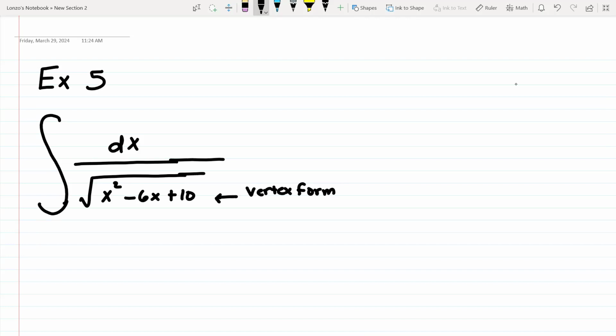Remember, this is a quadratic in standard form. You can convert a standard form quadratic into vertex form by completing the square. So let's do that. We have x squared minus 6x plus 10. The first step is to move the constant to the right. Our constant is 10, so we move it to the right. So we have x squared minus 6x and then a blank space, and on the right it's 0 minus 10, which is negative 10.